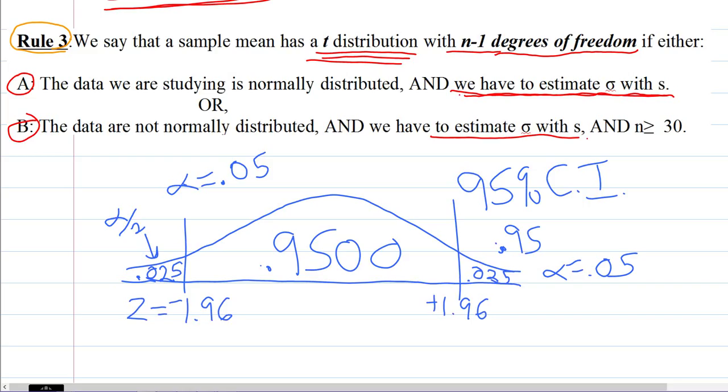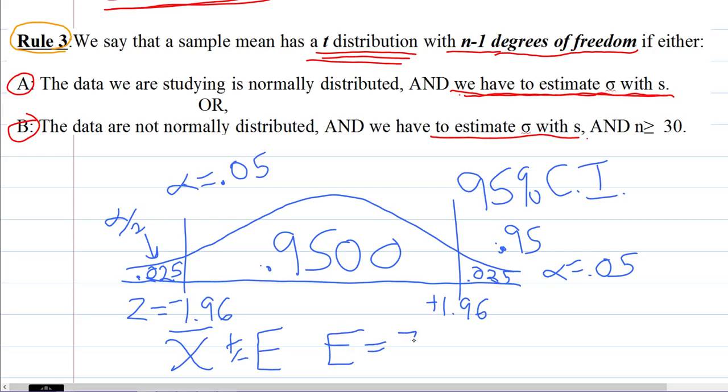And then in order to make your confidence interval, you would take your sample mean plus and minus your margin of error. Your margin of error, E, is your margin of error. And what is E? Well, E, the margin of error, is calculated this way.